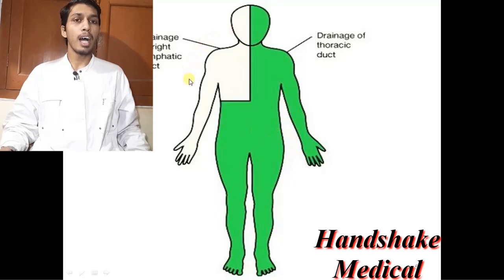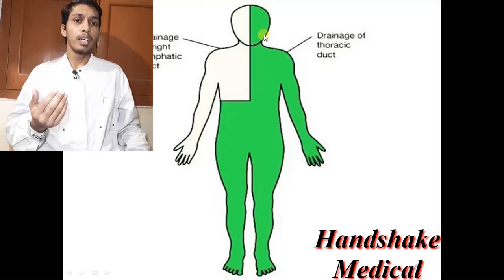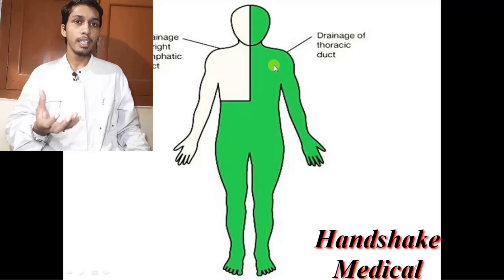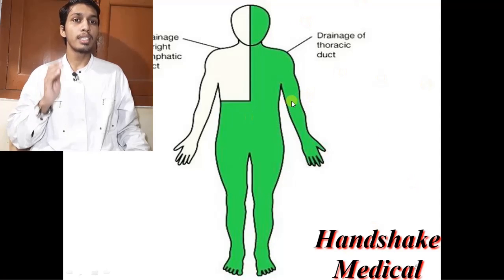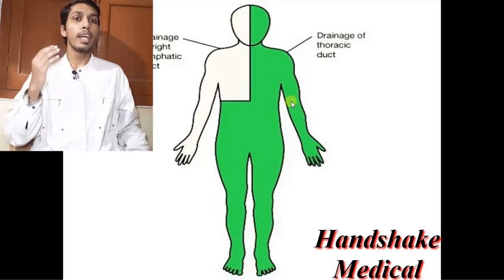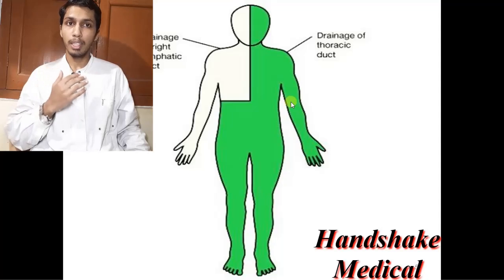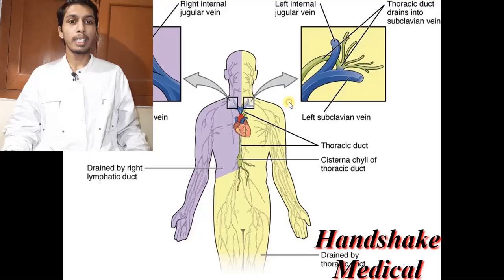So this right upper quadrant is drained by the right lymphatic duct, whereas the whole of the body except the right upper quadrant is drained by the thoracic duct. So the thoracic duct is the largest lymphatic duct, as it drains the maximum part of the body, leaving only the right upper quadrant. The thoracic duct is actually 18 inches or 45 centimeters long, and it is about 0.5 centimeter wide. Now proceeding to the next slide.